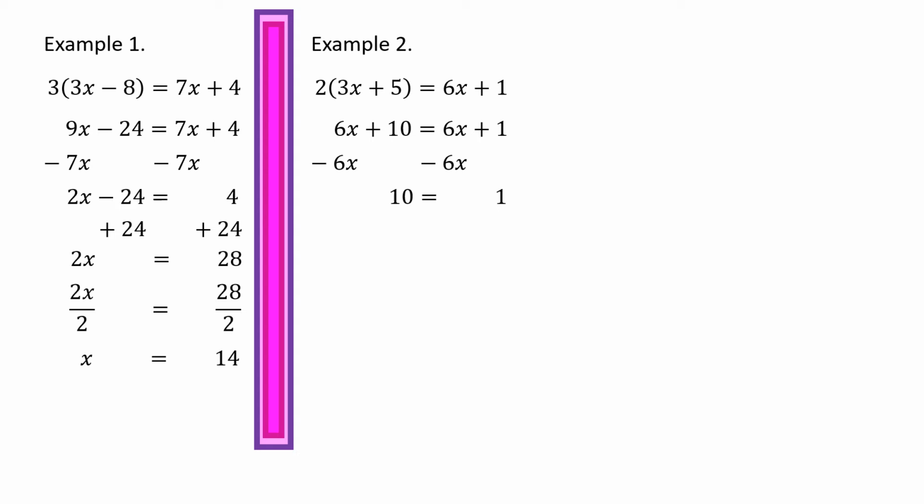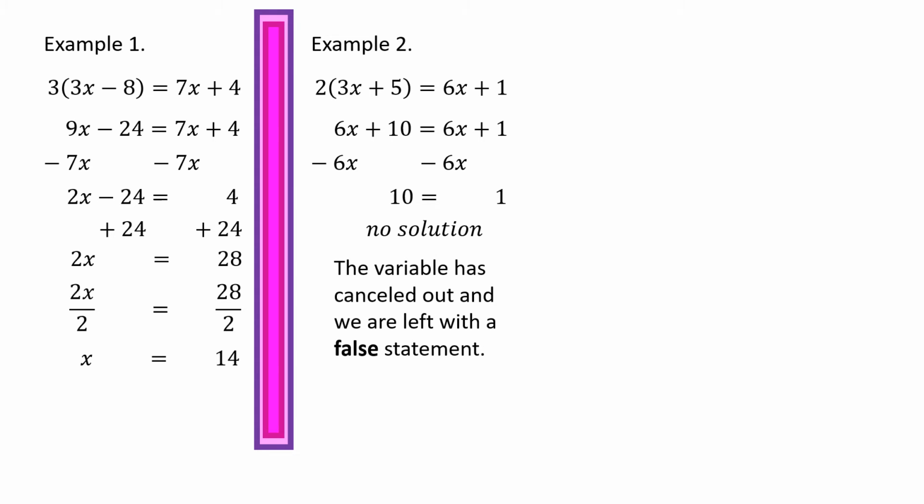And now we have something very interesting. We have 10 equals 1. That is not a true statement. There is no solution, right? So the answer is no solution. This occurs when the variable has canceled out and we are left with a false statement, right? There's no more x in the equation anywhere, and I've got a false statement. 10 does not equal 1. So the actual answer to the equation is no solution.